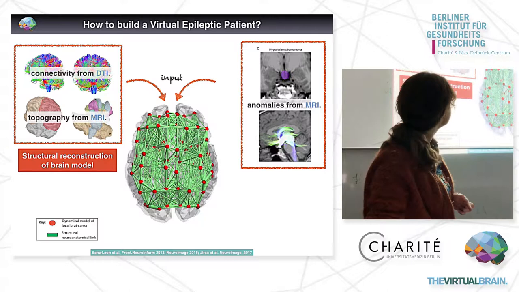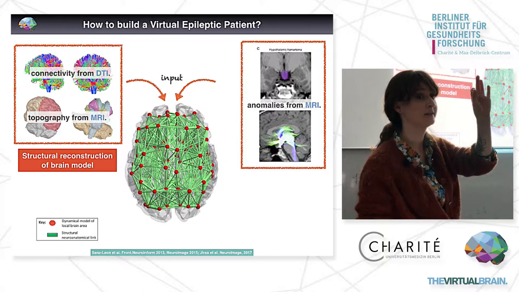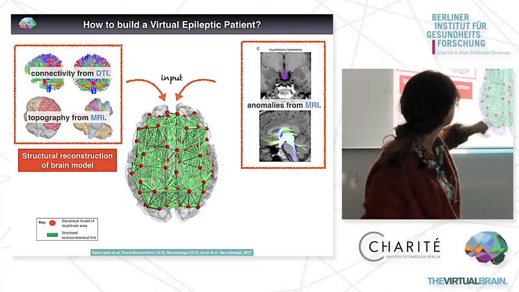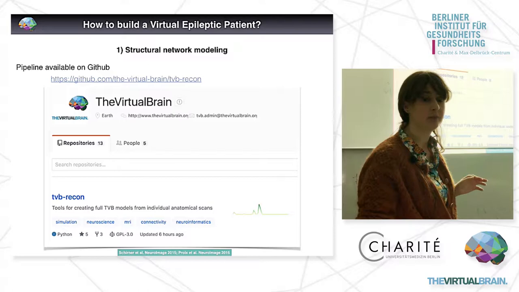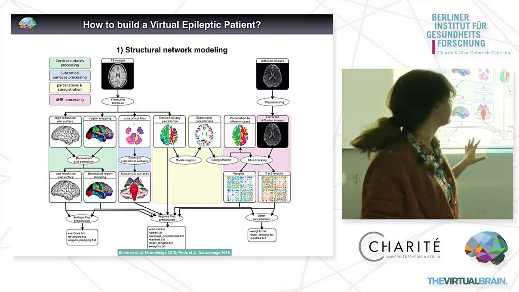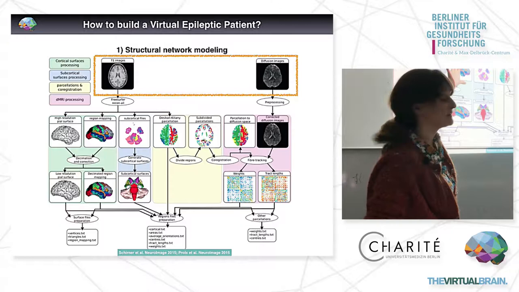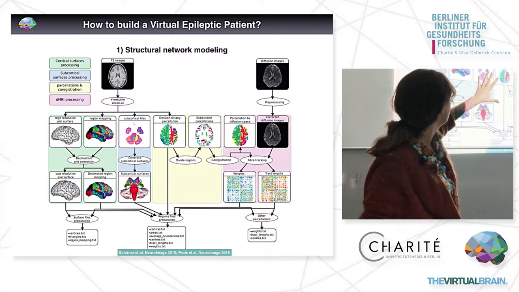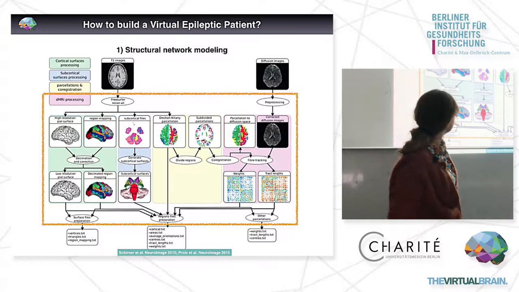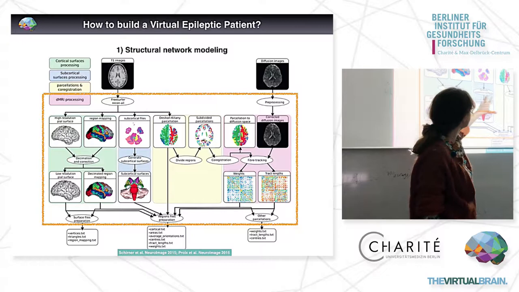And as I say, she has lesions, in particular a hypothalamic hamartoma, so it's a neural mass attached to the hypothalamus, in violet. And to reconstruct this brain, we have a pipeline that is available on our GitHub account. Just the main step: it's from the T1 images and the tractography. So we need these two components. We will divide the brain into different brain regions and use the DTI to link the brain regions together.